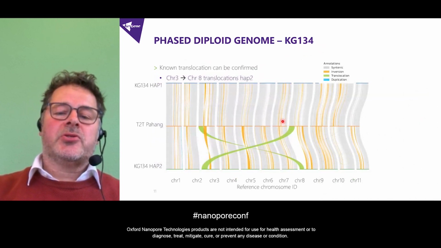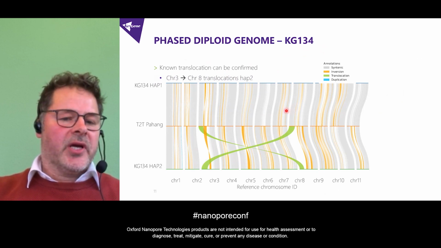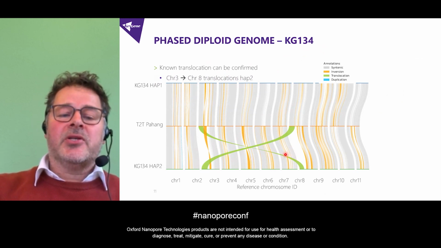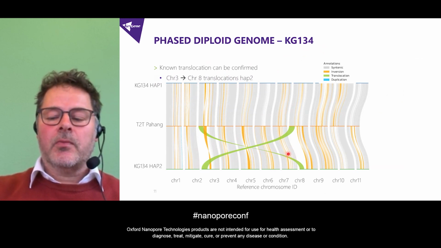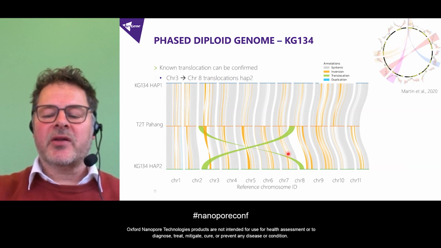So also on this genome assembly we could identify one very large translocation. In this case it went from chromosome 3 to chromosome 8 compared to the DH telomere to telomere Pahang genome. Also this translocation was previously described by Martin et al.